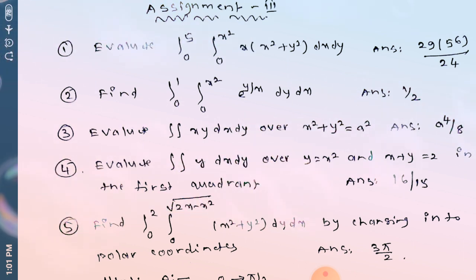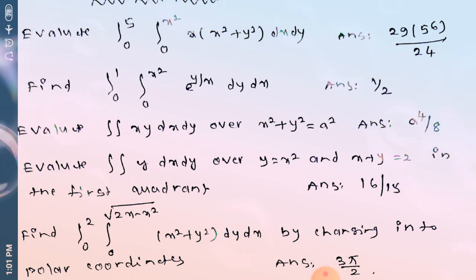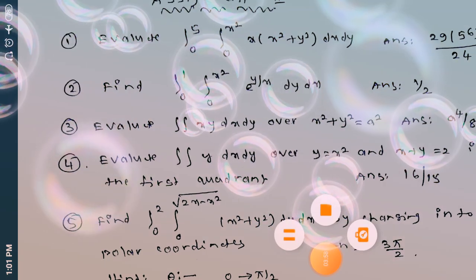So just do the simplification. First y integration, then x integration, substitute the limits, and you get the answer a power 4 divided by 8. This is about your third problem.